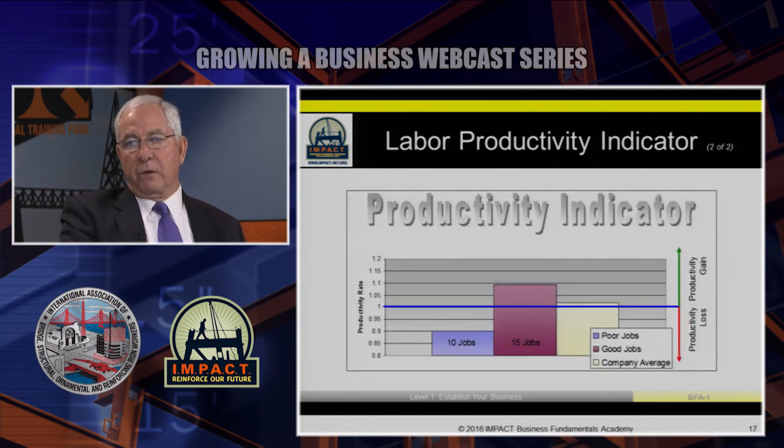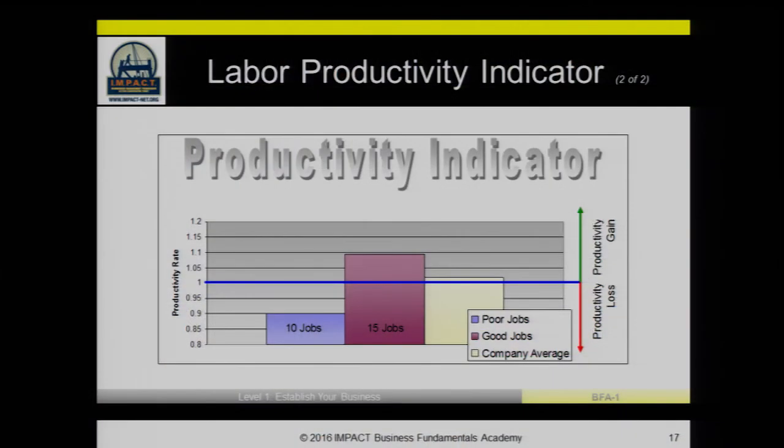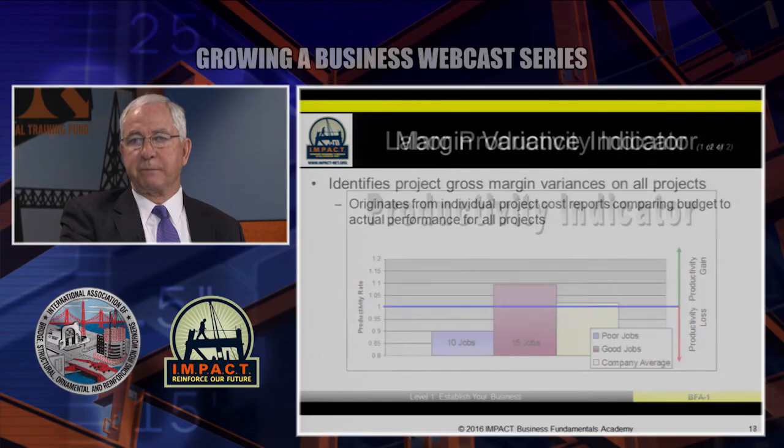So you can see that there's some good productivity indicators here and some poor ones. The good ones are the ones that are in purple. Anything that has a productivity rate of greater than 1 means that we're installing work at a favorable rate relative to our estimate. Anything that has a lower than 1 productivity rate means that that particular project is behind schedule in terms of what we estimated in terms of production rates. And so you can see that there's some good ones and some bad ones on this productivity indicator. And this can be done on a by job basis, on a phase basis, or by company basis to determine how we're doing on our labor productivity.